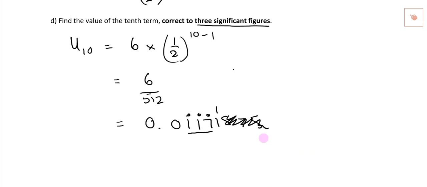The 1, do we go up or do we keep it the same? Keep it the same. So we end up at 0.0117 to 3 significant figures. Right. Your questions might be, if I had 0.010735, for instance, that to 3 significant figures would be?